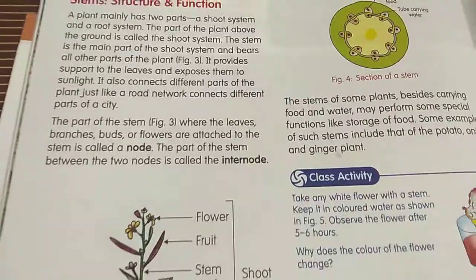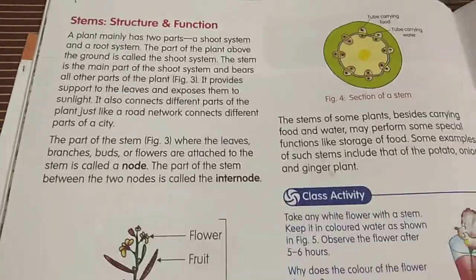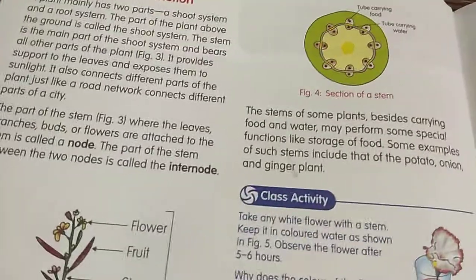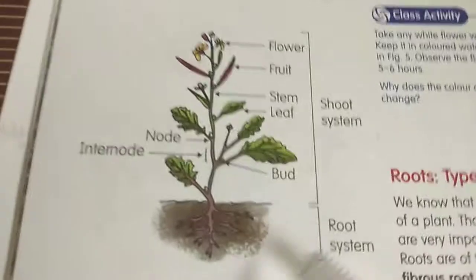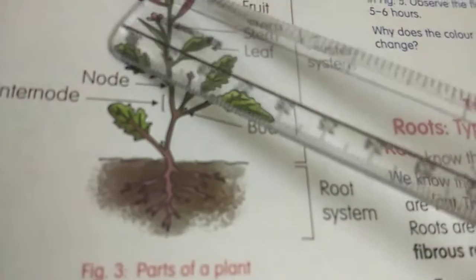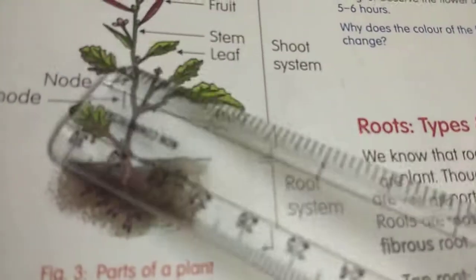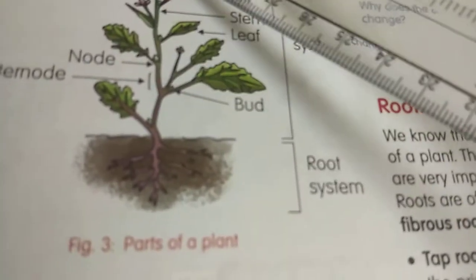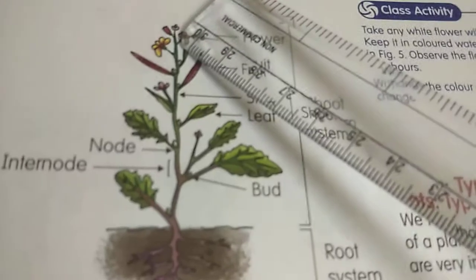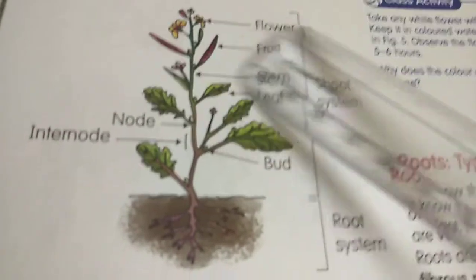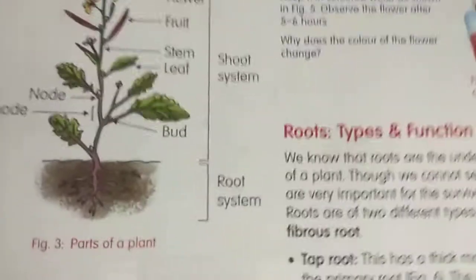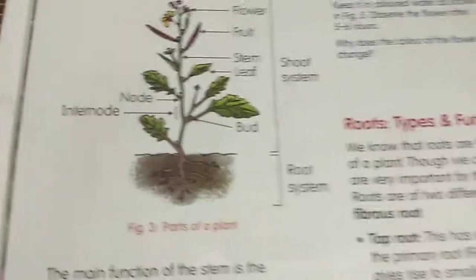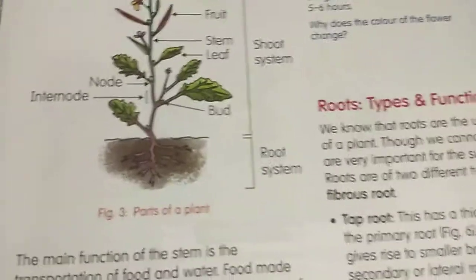What is a node? See, I told you to bring one plant, right? A small plant with branches. See here, they have given the diagram. I will show you the place where this fruit is attached, and where the flower is attached to the stem. See the main green structure, the middle line. The flower is attached here, and this fruit is attached here, even this leaf is attached here. So where all these parts are attached, the attaching place is called a node.